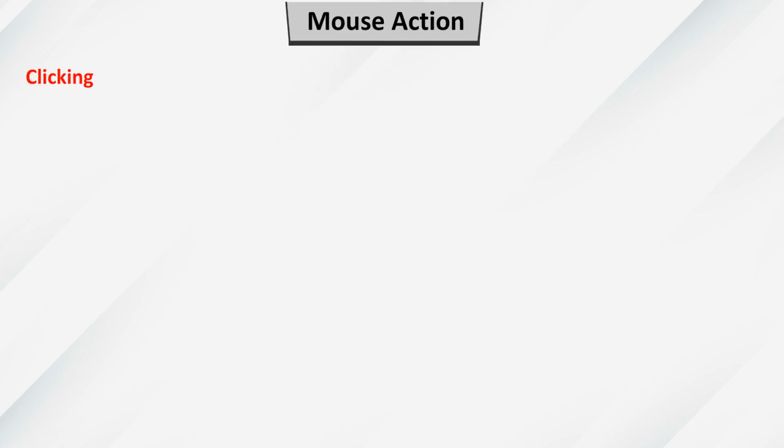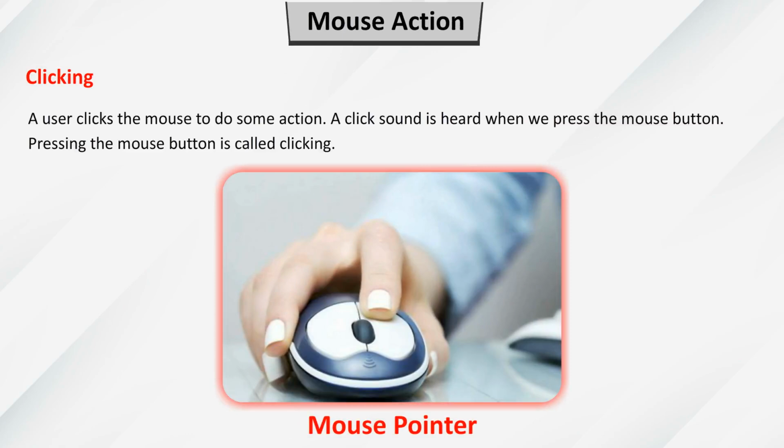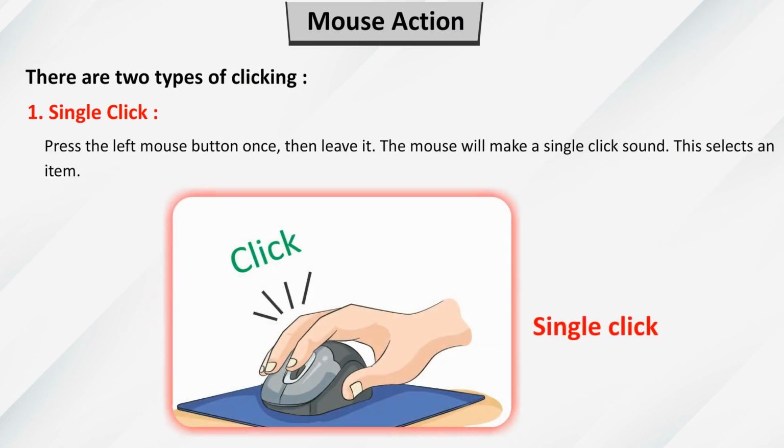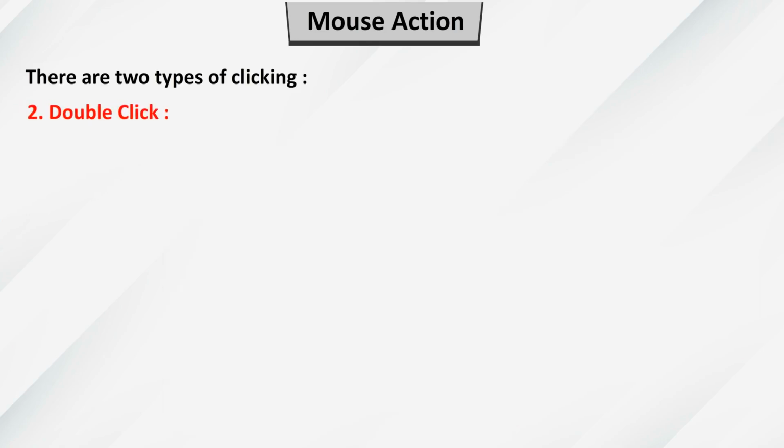Mouse action. Clicking. A user clicks the mouse to do some action. A click sound is heard when we press the mouse button. Pressing the mouse button is called clicking. There are two types of clicking. 1. Single click. Press the left mouse button once, then leave it. The mouse will make a single click sound. This selects an item.